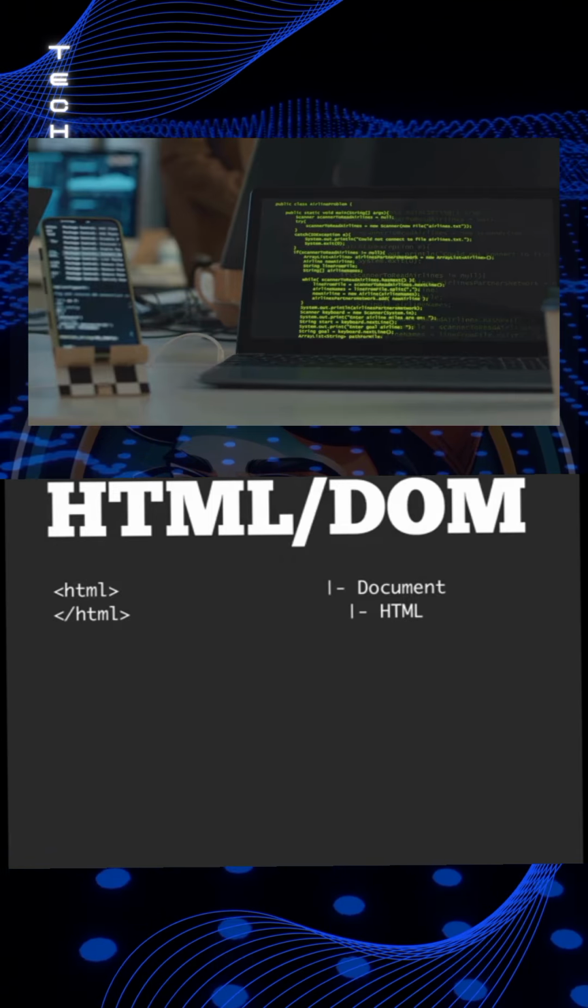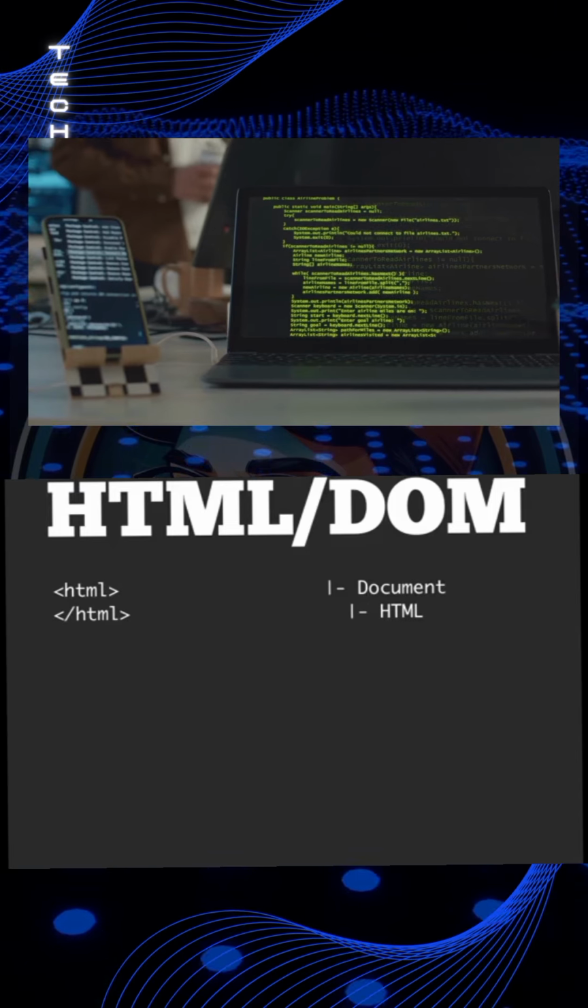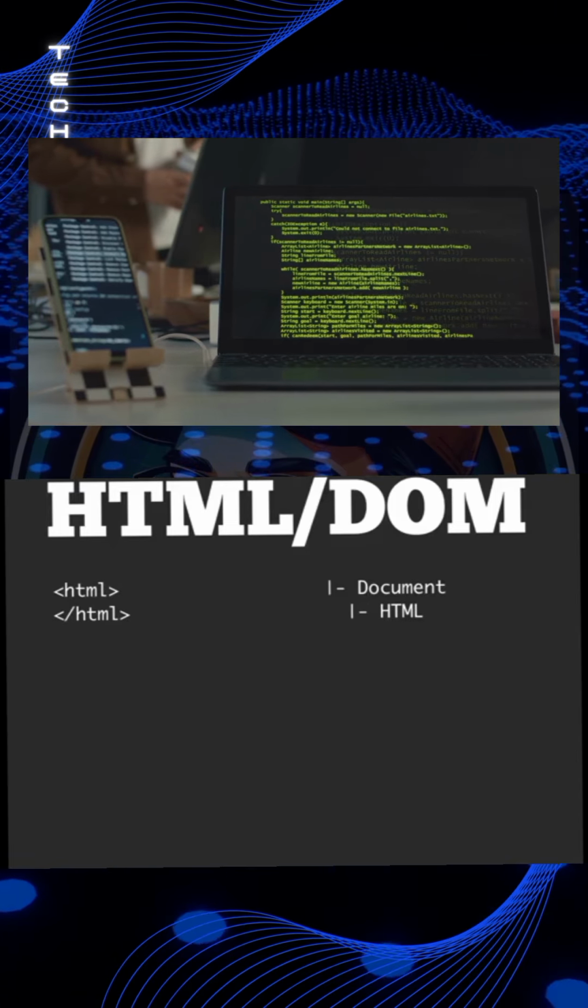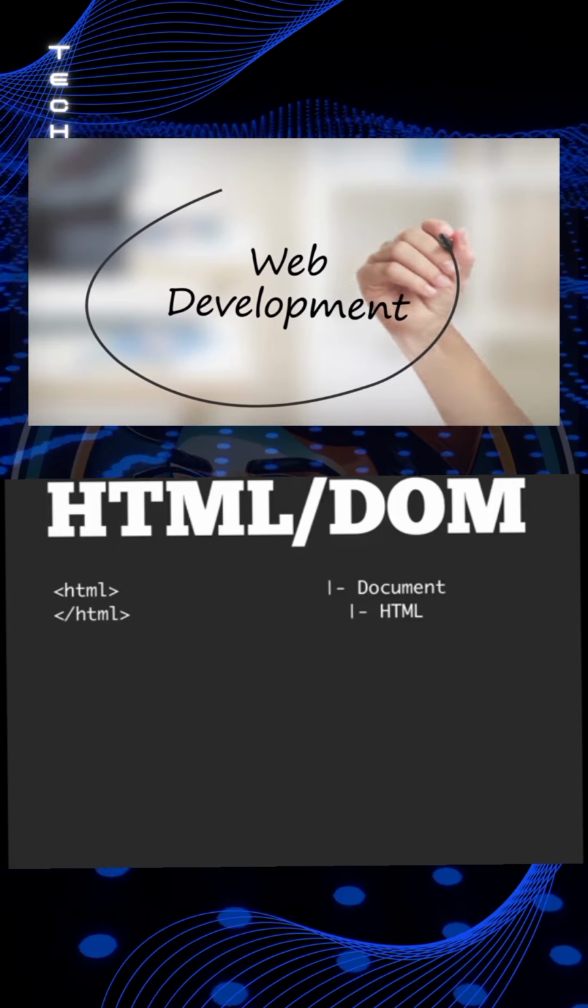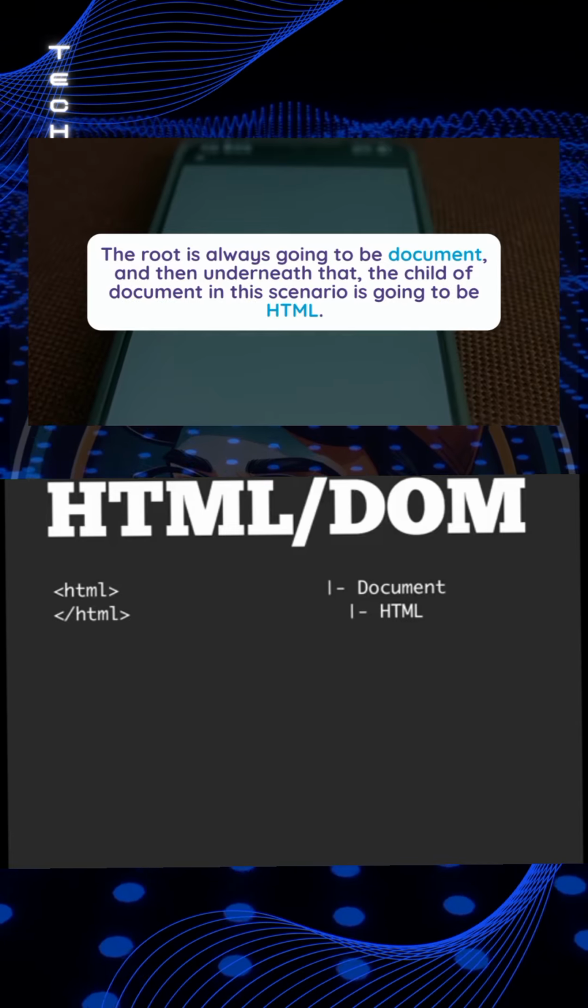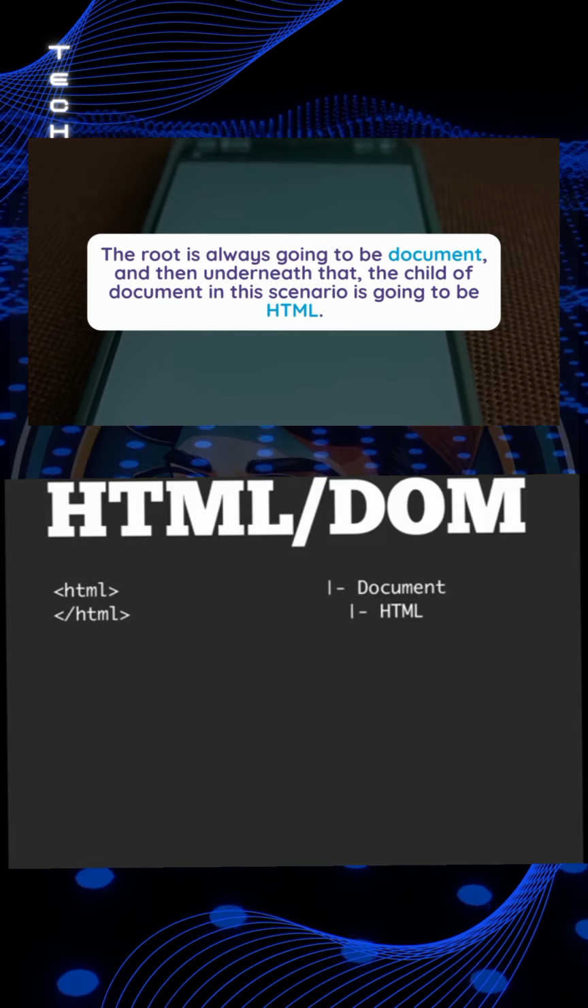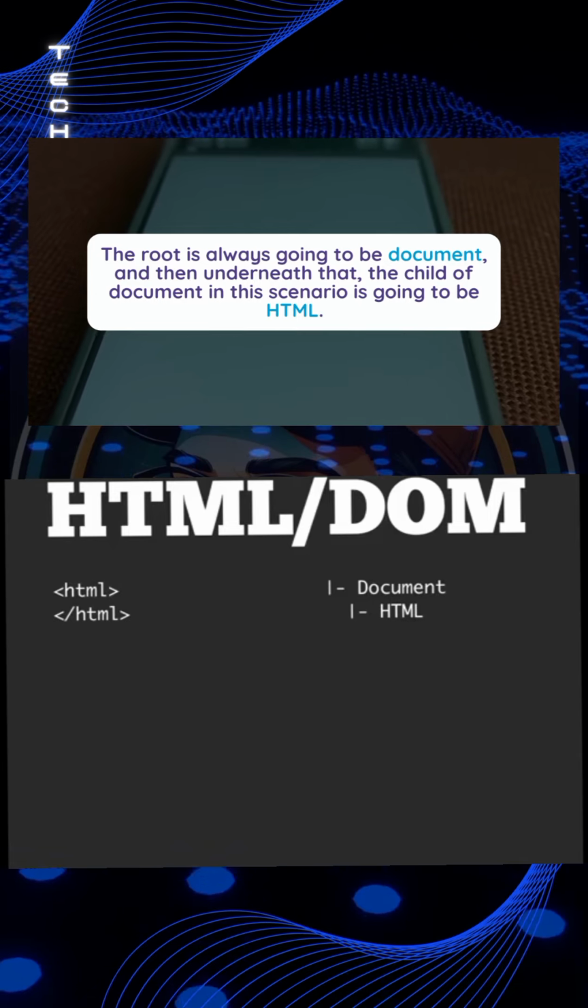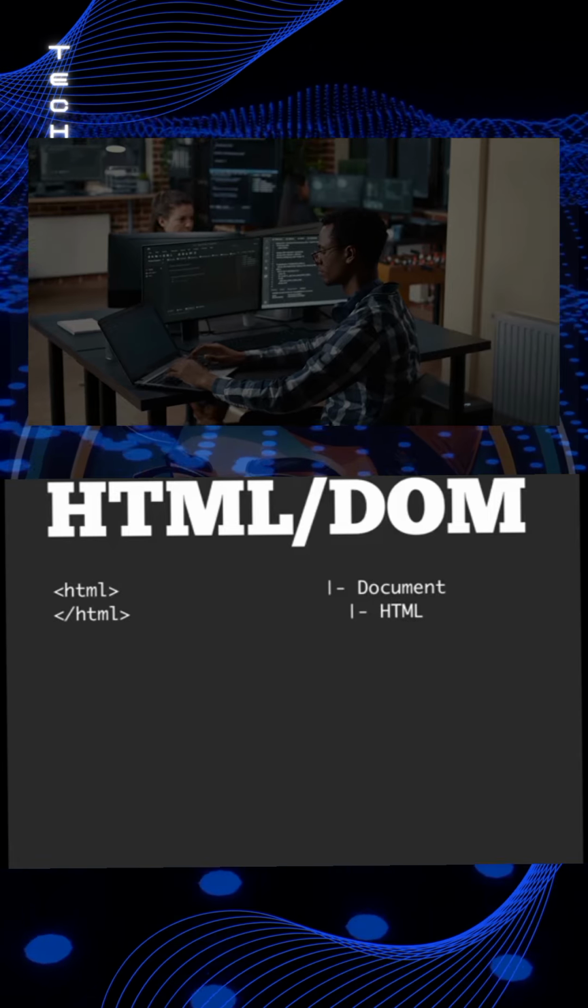All right, let's take a look at how the computer thinks about our HTML. On the left-hand side, we've got HTML, which you're hopefully a little bit accustomed to at this point in time. And on the right-hand side, we have what the computer would consider the document object model. So the root is always going to be document, and then underneath that, the child of document in this scenario is going to be HTML. So we have our HTML tag.